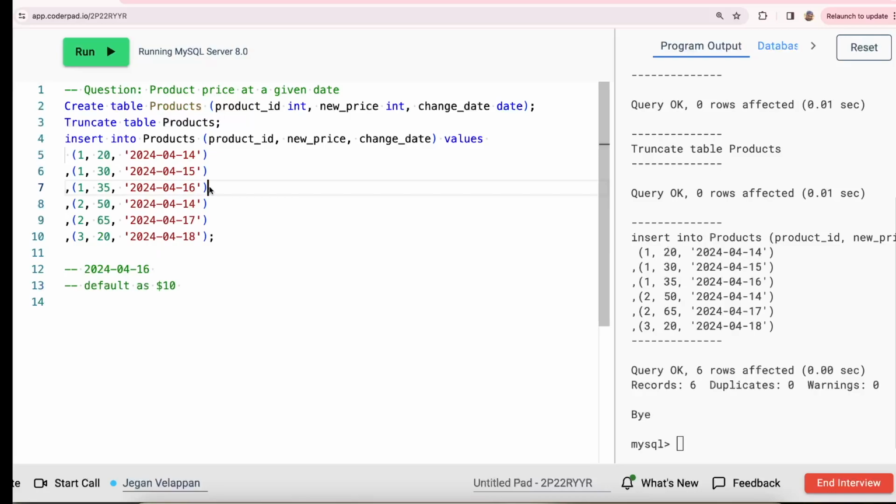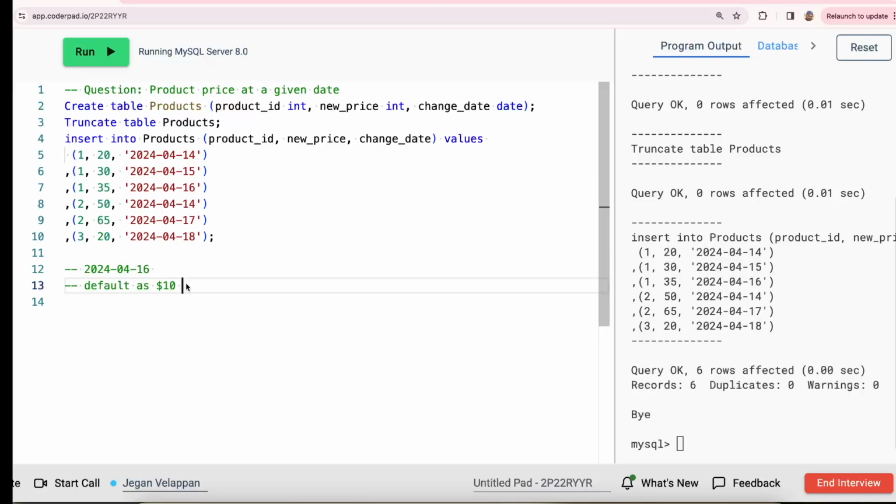So for record 1, we got $35. For record 2, between 14 and 17 falls April 16th. So we get the 14th, which is $50. And for product 3, there's no record for the April 16th interval. So we make it a default $10. So that is what we are going to do.